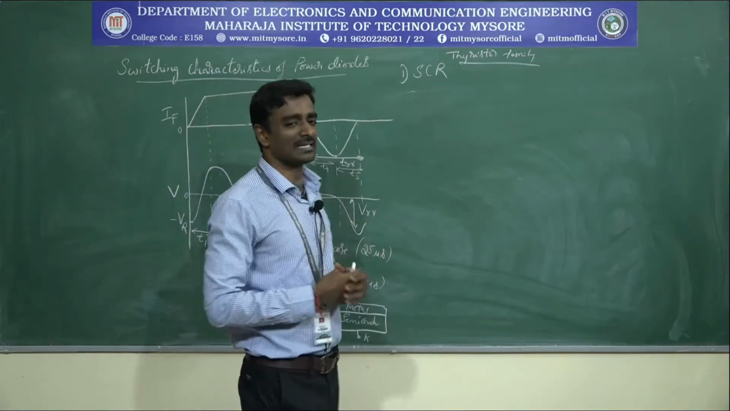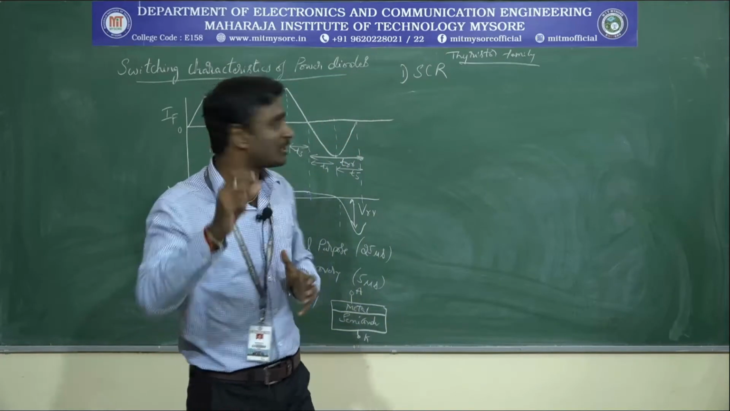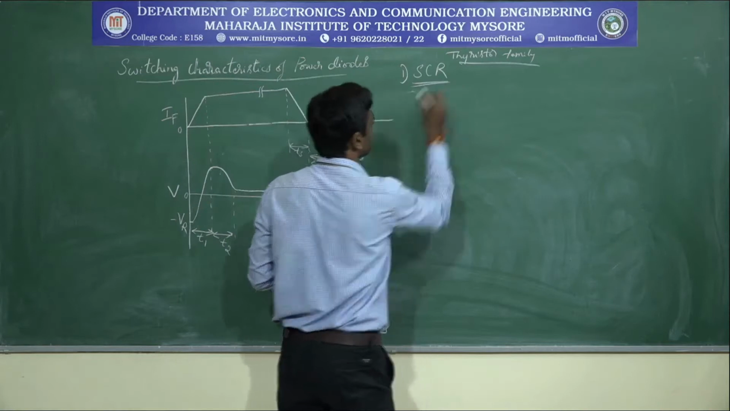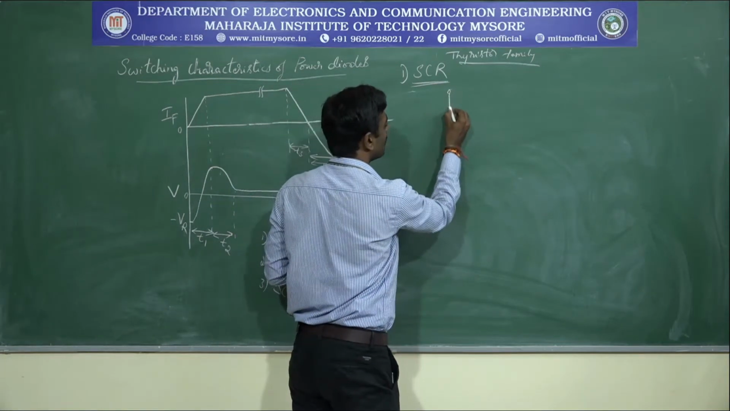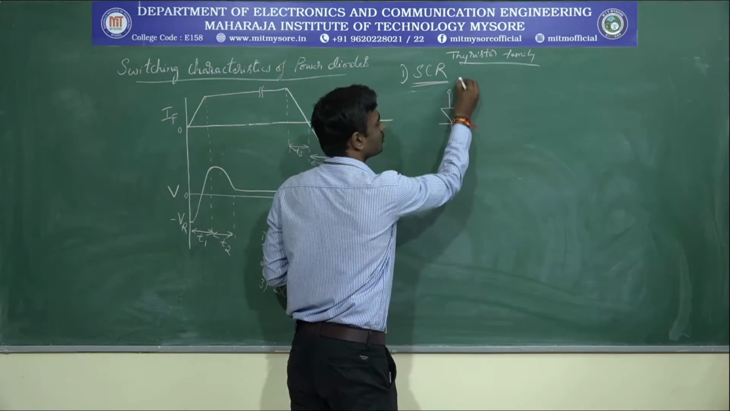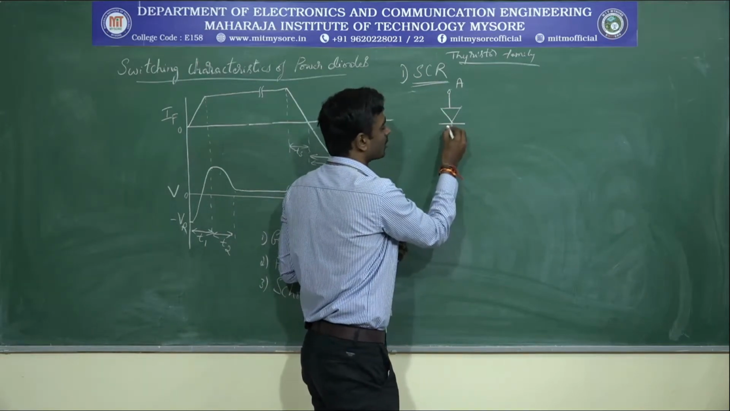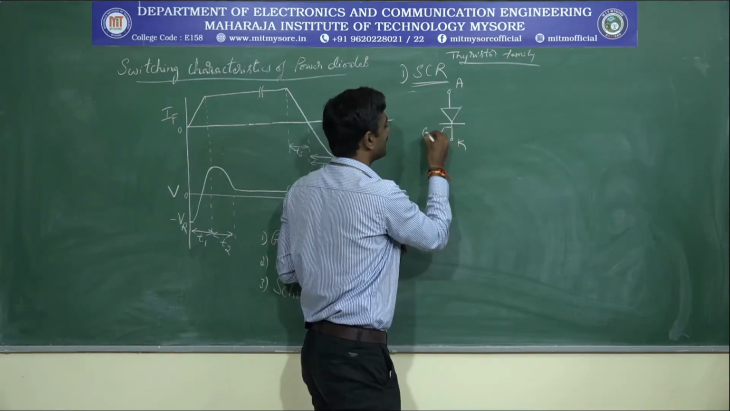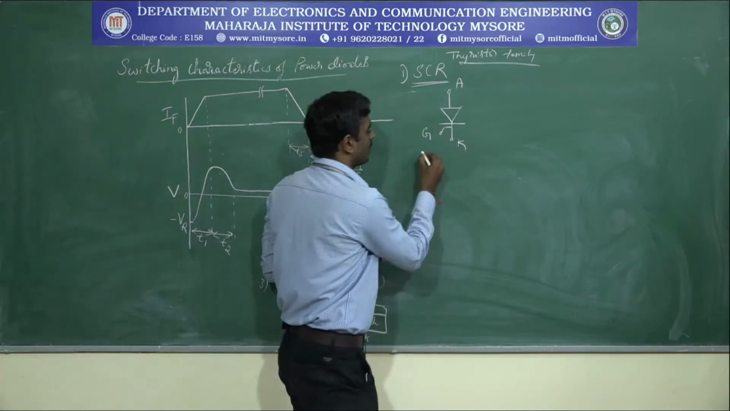The SCR is abbreviated as silicon controlled rectifier. The symbol of the SCR has two terminals, anode and cathode, and the gate terminal is connected as well. So this is the symbol of your SCR.